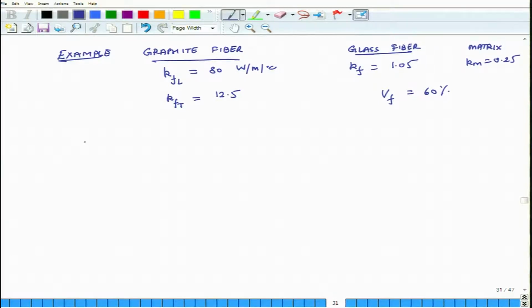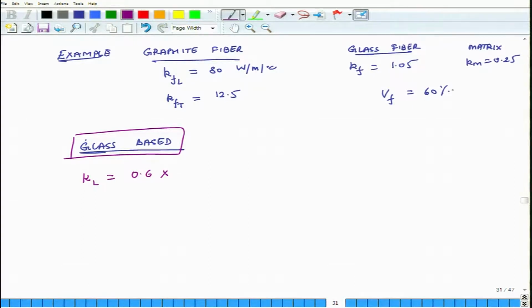So, first let us look at glass fiber, glass based composite. So, KL is equal to 0.6, which is volume fraction times its conductivity 1.05, plus 0.25 into 0.4, and that gives us 0.73 watts per meter per degrees centigrade.